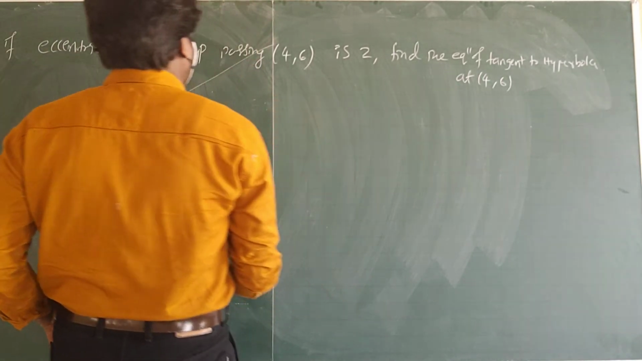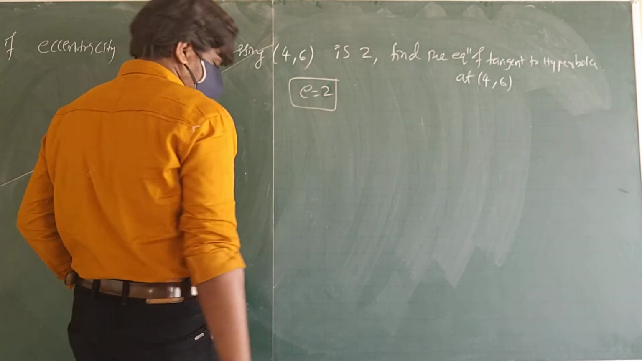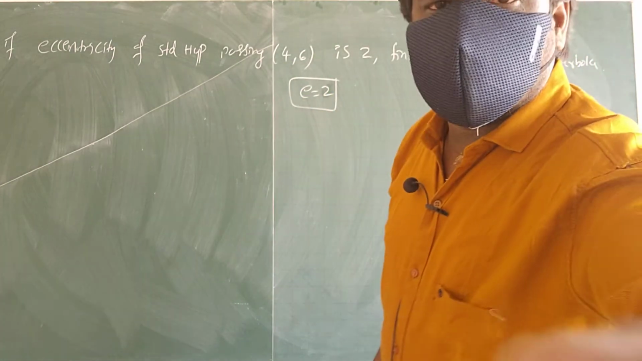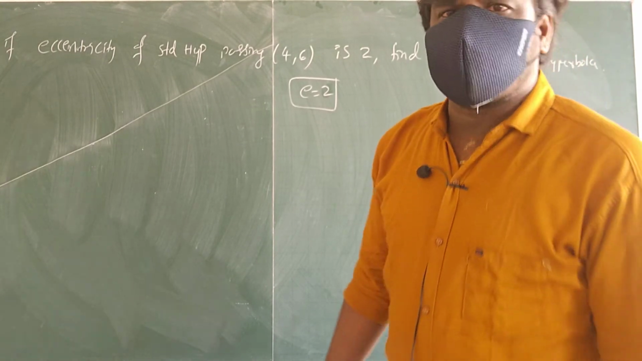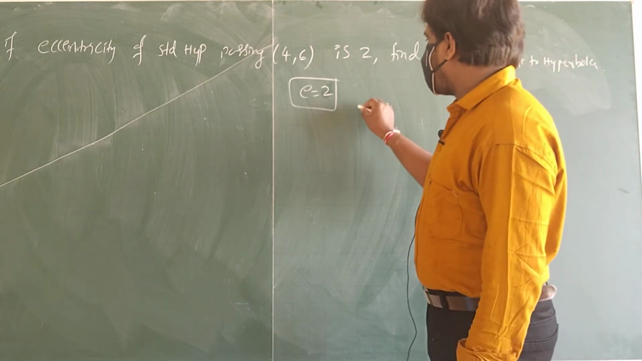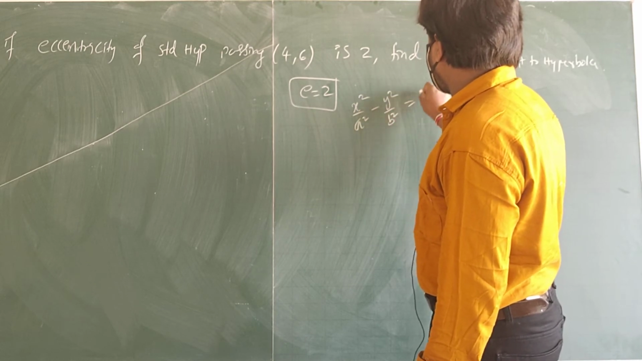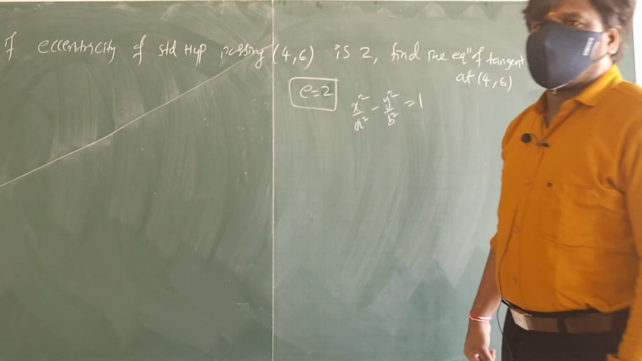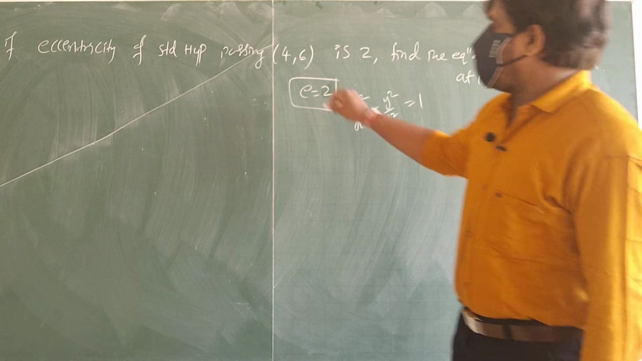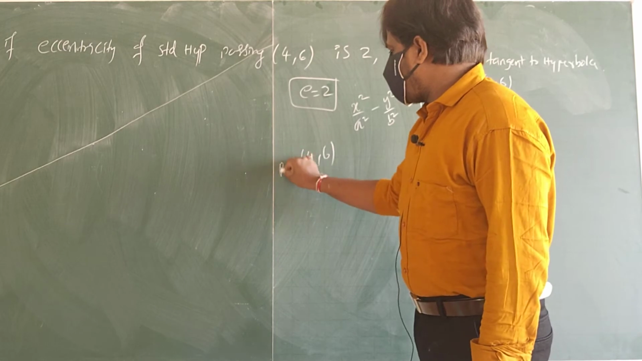What is given, I will tell you. Eccentricity is given as 2. And the standard hyperbola is x square by a square minus y square by b square is equal to 1. So this is the standard hyperbola. This hyperbola is passing through which point? 4 comma 6. This is passing through 4 comma 6.